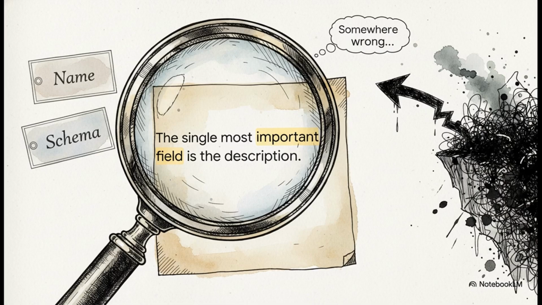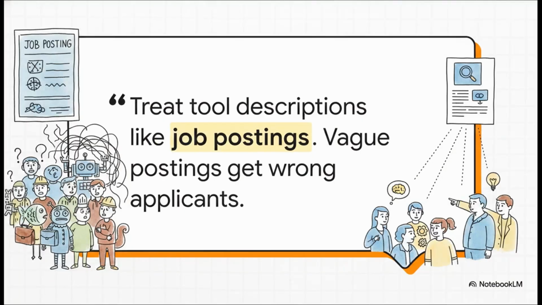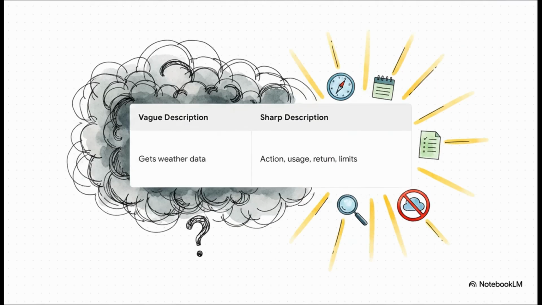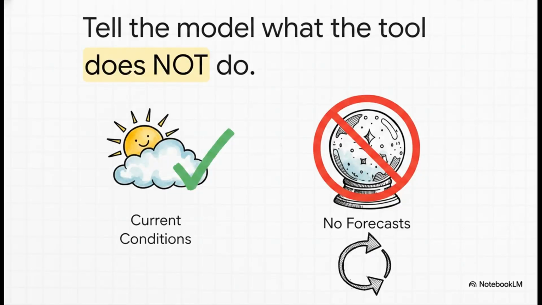Think of it like a job posting. A vague posting gets wrong applicants. If you just write something like "gets weather data," you are telling the model absolutely nothing useful. 3 or 4 sentences is really all you need here. You need 4 key things in those sentences. What the tool does, when exactly to use it, what it returns, and crucially, what it does not do. That last part, super easy to skip, but it absolutely shouldn't be.